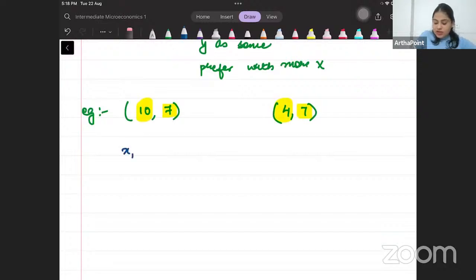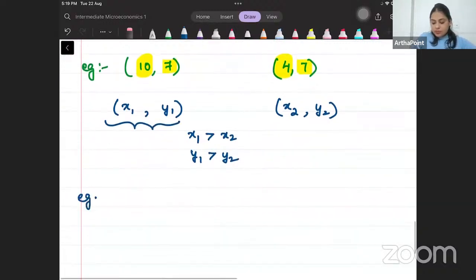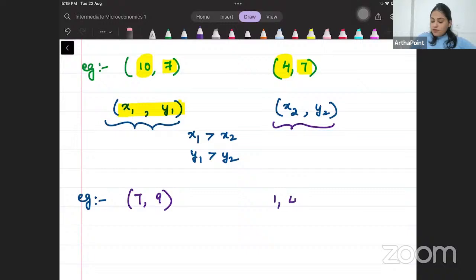ठीक है. दूसरी चीज क्या हो सकती है? Suppose I have again two bundles x1 y1 and x2 y2. I want to compare. So if this has more of good x also and more of good y also, then you will prefer this bundle. जैसे for example, ये जो bundle है, this is 7,9. And this bundle, this is 1,4. Clearly, this has more of x and more of y also. So this will be preferred.